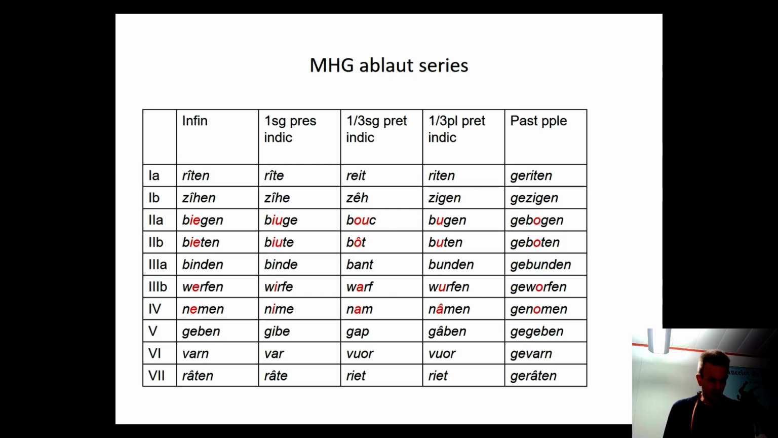different root vowels. We find this constellation in 4 Ablaut series, namely 2a, biegen, büge, bog, bugen, gebogen, in 2b, bieten, biute, bot, buten, geboten, in 3b, werfen, wirfe, warf, wurfen, geworfen, and finally in series 4, nemen, nime, nam, namen, genomen. The fundamental restructuring of the German Ablaut system only took place in early New High German, where so-called tense stems with uniform root vowels in the present and past tense developed.